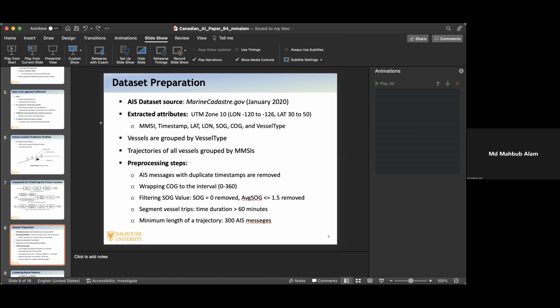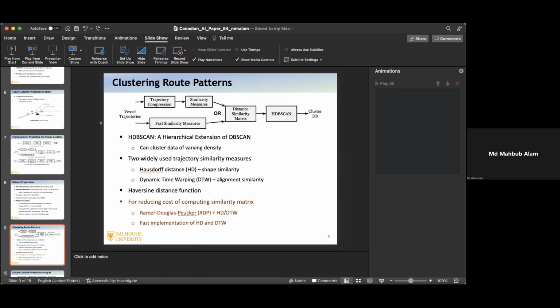We also segment the trajectories into trips based on time. If the time duration between two points is greater than 60 minutes, then we divide into trips. Also, we set the minimum length of a trajectory at 300 AIS messages. In the second part, we assume that vessels with similar speed or course will follow the same route pattern, so we need to extract the routes from the geographical area of the target vessel. In this case, as I already said, we have used HDBSCAN clustering.